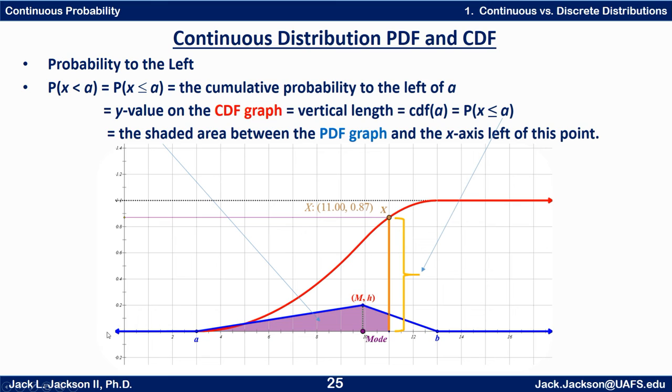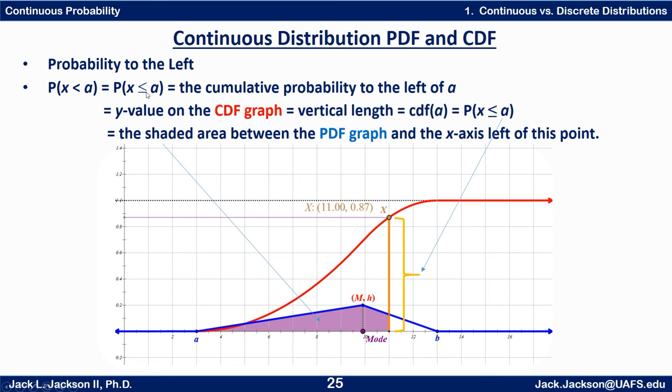There's no area out here because it's on the x-axis. This area is here, but it's not shaded. So this area right here is 0.87. What would this total area be? Well, this total area is the same as the y value here, which has got to be 1 by the time we get to the end.